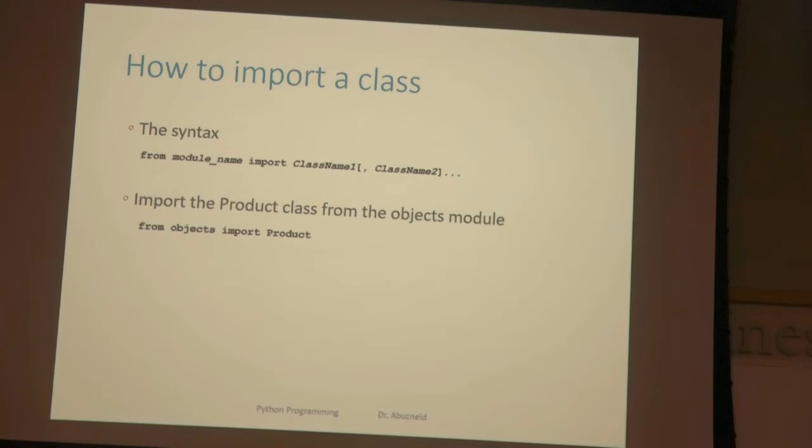Okay, so how to import a class? We already saw from objects, import product. What is objects? It's a file called objects.py, and it has a class. If I need to use it from anywhere, you just have to import it. And that's what we do, by the way. We use Python for many applications, and many of them come with classes that you could download, and to use the class, you have to import it, right?